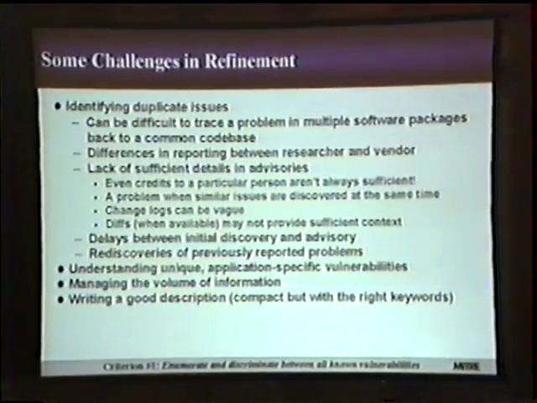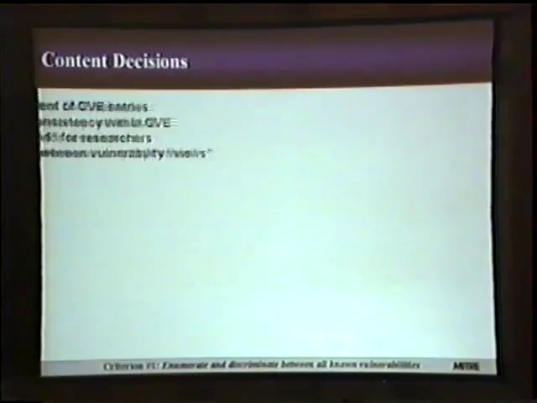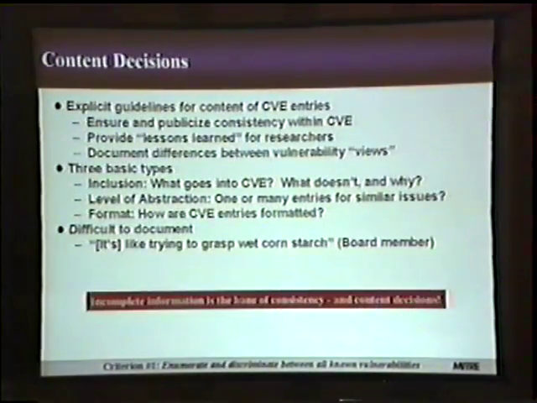In addition, we don't have the luxury of long descriptions. So we write these fairly terse descriptions, and yet we need to include enough information in there to allow you to distinguish between all the different CVEs. And then writing and following good consistency rules. Those consistency rules are called content decisions. They're really explicit guidelines that we try and publicize for what goes into CVE and what it looks like. And one of the reasons for that is so that other people can understand how we develop CVE and what inherent biases, so to speak, there are in there.